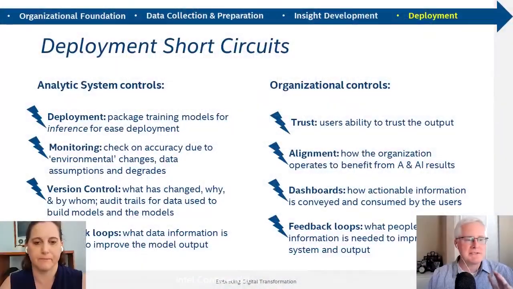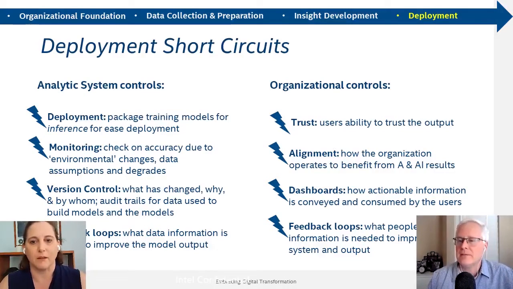And you kind of broke this down into two different types of controls, right? Right. So I call them the deployment short circuits, and there are two categories. There's the analytic system controls, the systems that you're going to automatically build in through your DevOps. And then the other part is organizational controls. This is more the people part of it. I'll talk about both parts.